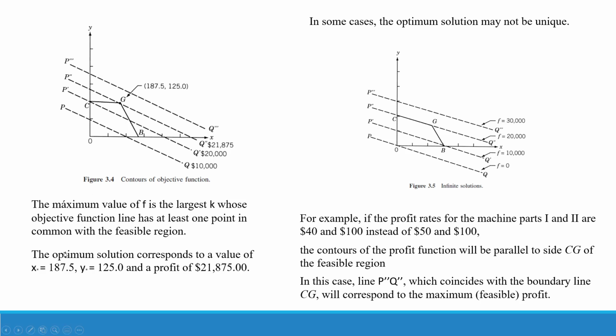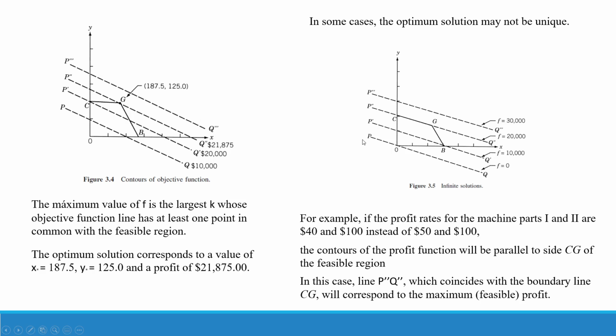That means we can create 187.5 of machine part 1 and 125 of machine part 2, and the profit is around 2021 million dollars. This solution touches only one point, the letter G.